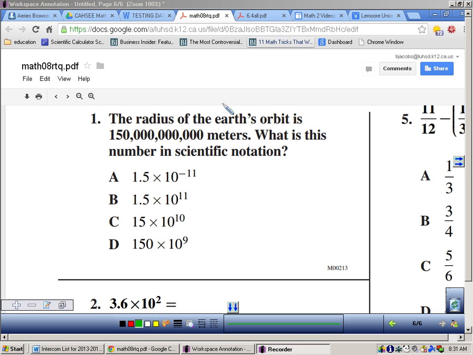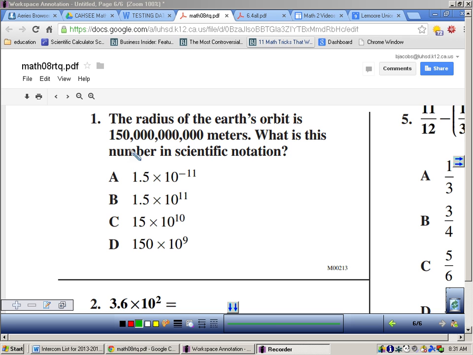Okay, let's work out a couple of these questions from the release test questions. The first one involves scientific notation, because the radius of the Earth's orbit is a big number. What is the number in scientific notation? I say that in jest because scientific notation describes really large objects and also really small objects.